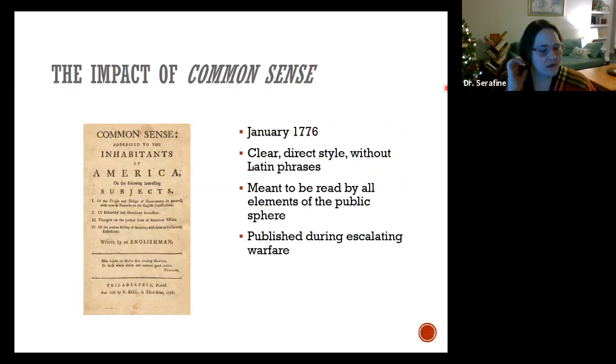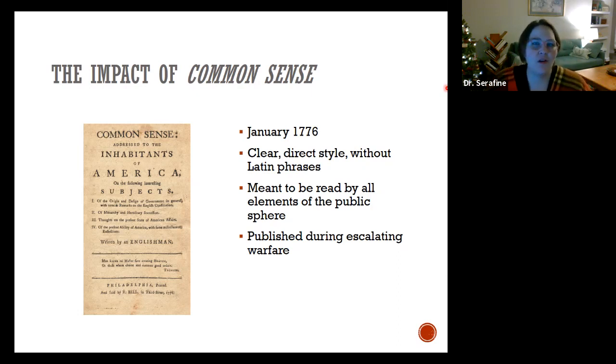And as you're going to see, Thomas Paine in 1776 creates a document that's widely influential, that's embraced by colonial patriots. It has this clear, direct style. It's not bogged down with Latin phrases. Anyone can read it, and if you can't read and someone reads it out loud to you, you're going to understand it. It's written for common people, common sense for common folks. It's meant to be read by everyone, and it's published during these escalations. The patriots know that they're headed to war. Common Sense creates a document that helps them defend these ideas that they already have.